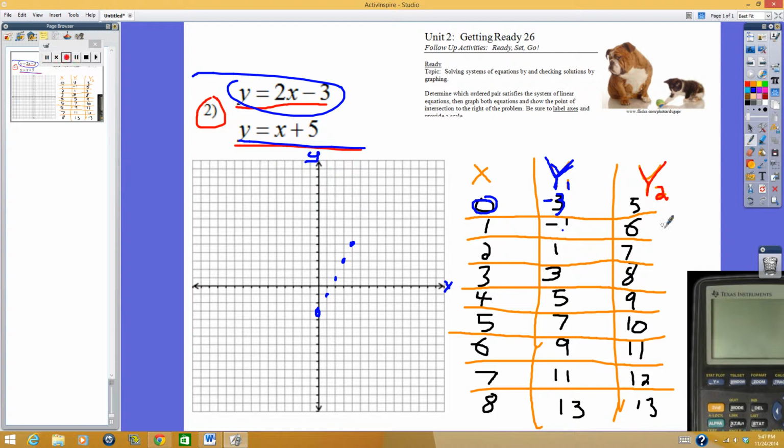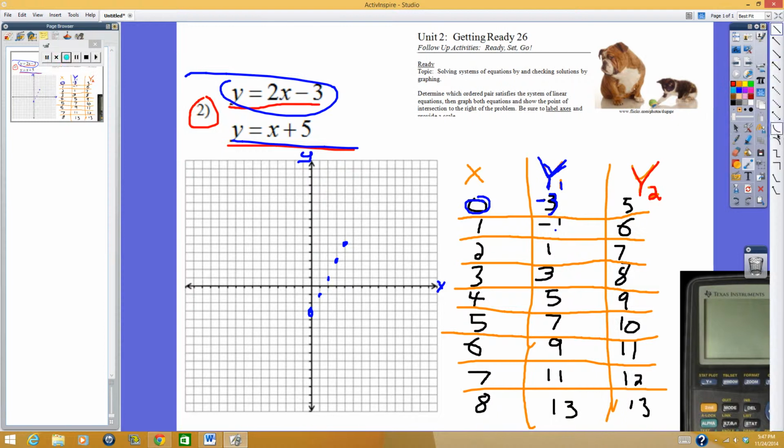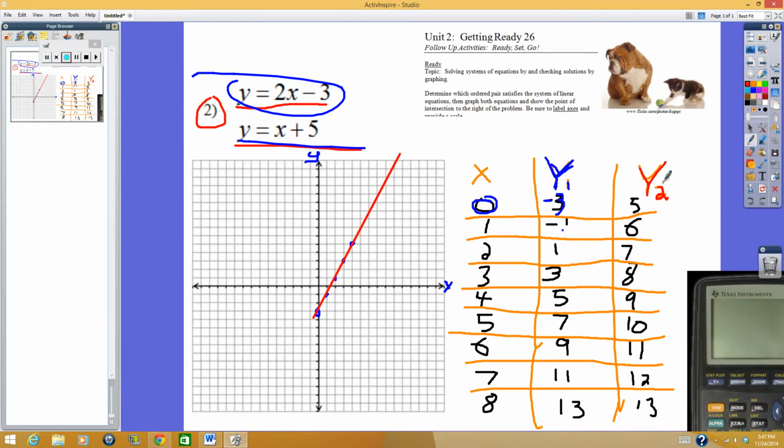And to be honest, guys, you know it's going to be a line, right? So if you have 3 points, you could just take a ruler, something straight, and draw your line. I'm going to use this and cheat. That should work. Now I'm going to do the ones in red for y2.